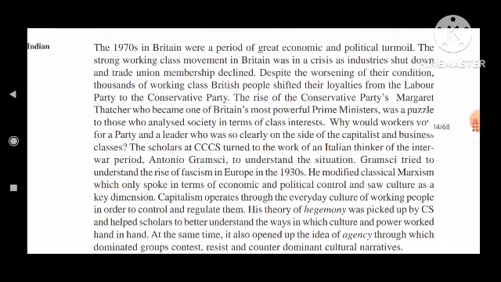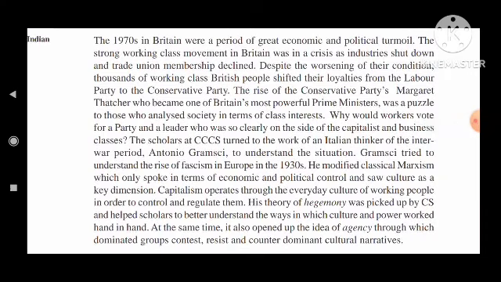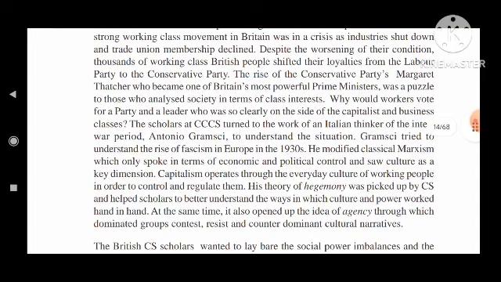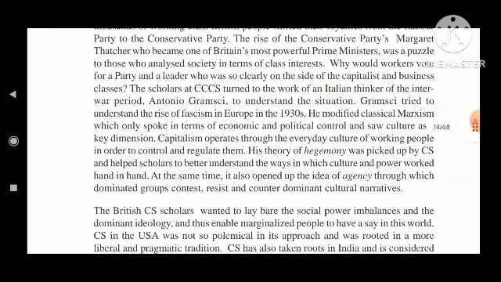The 1970s in Britain were a period of great economic and political turmoil. The strong working class movement in Britain was in crisis as industries shut down and trade union membership declined. Despite the worsening of conditions, thousands of working class British people shifted their loyalties from the Labour Party to the Conservative Party. The rise of the Conservative Party's Margaret Thatcher, who became one of Britain's most powerful prime ministers, was a puzzle to those who analyze society in terms of class interest.